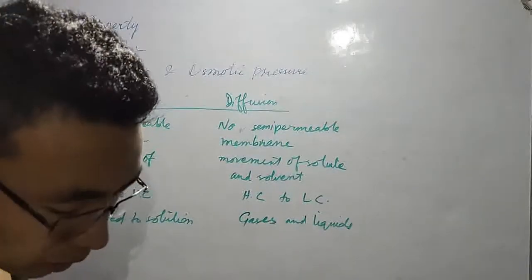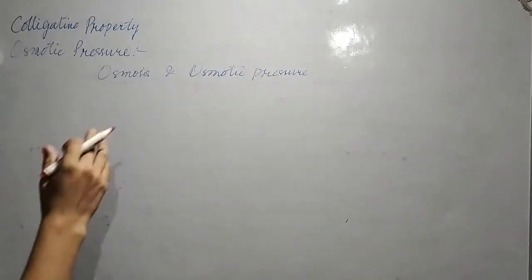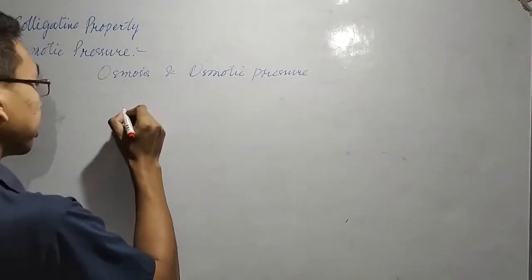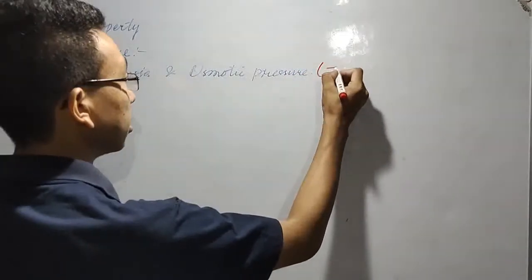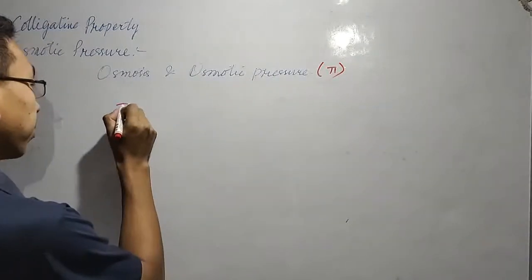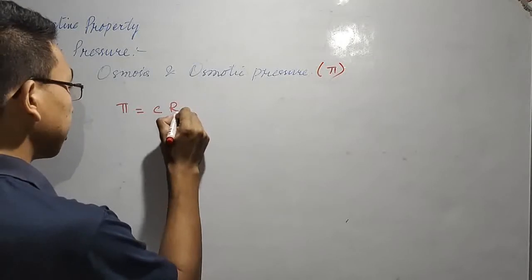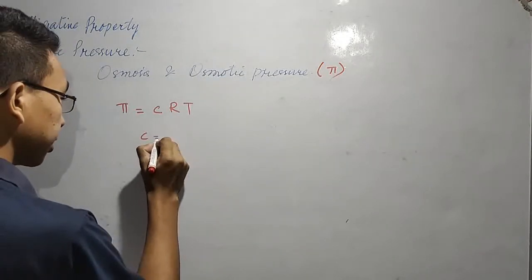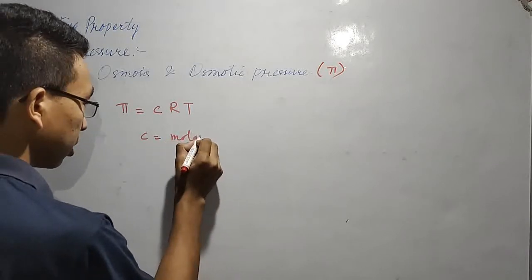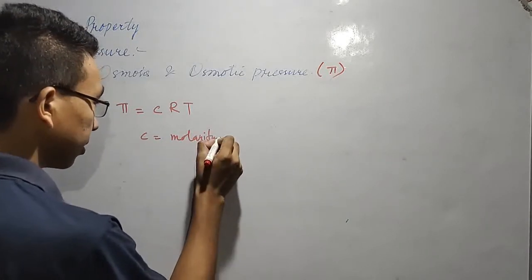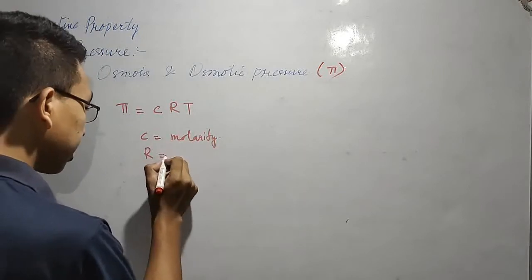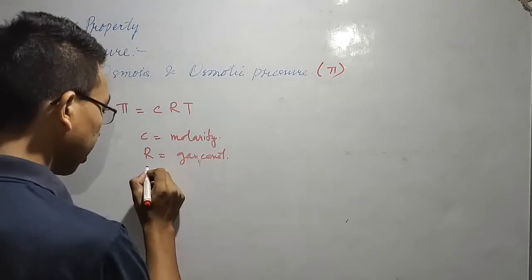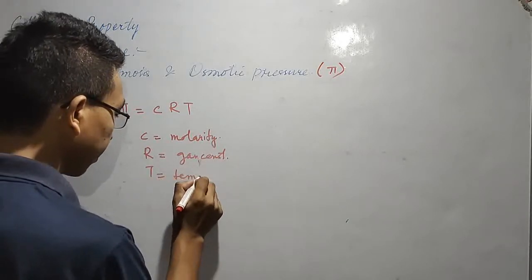According to Van't Hoff, for dilute solutions, the osmotic pressure, denoted by pi, is given by pi equals CRT, where C is the molar concentration, that is molarity, R is the gas constant, and T is the temperature.